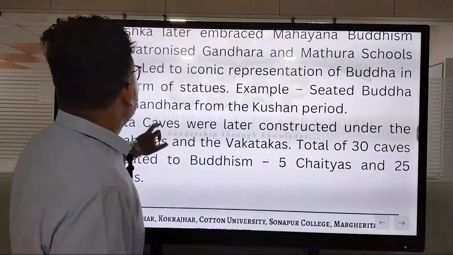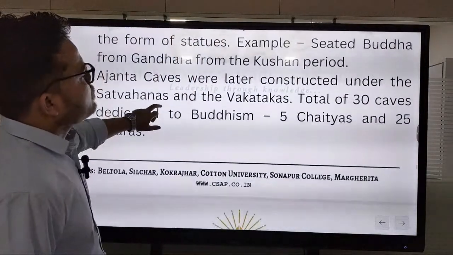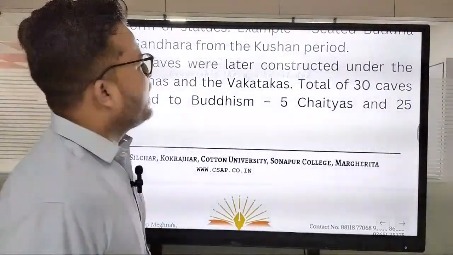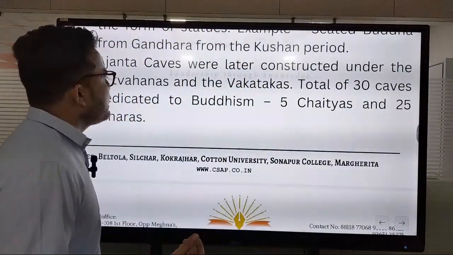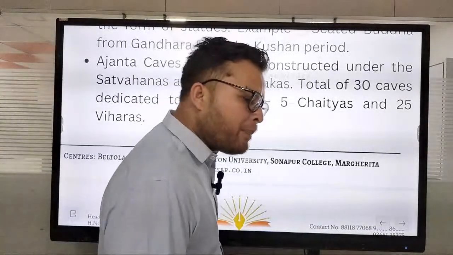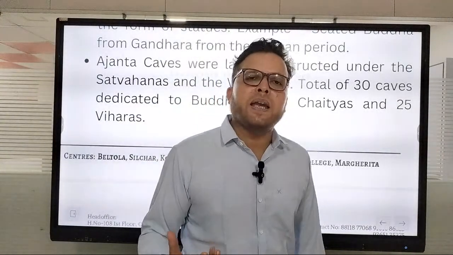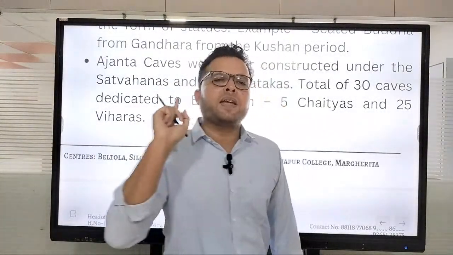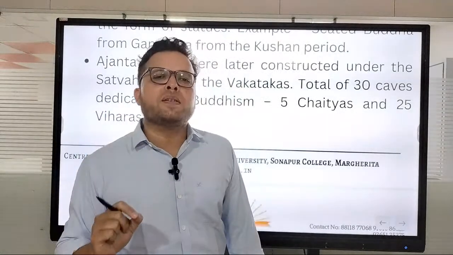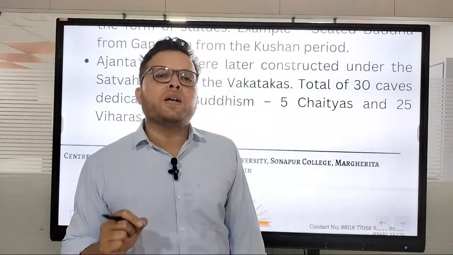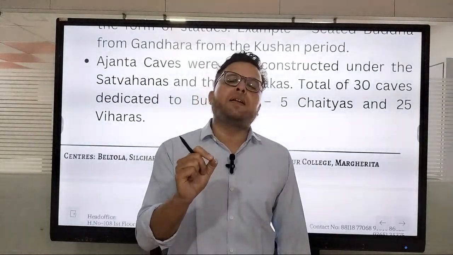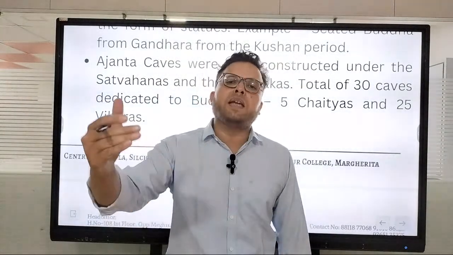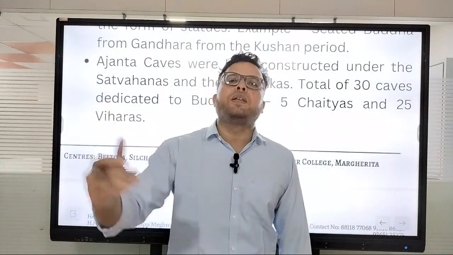Now, then later, obviously, we had the Ajanta caves. Okay, later the Ajanta caves were constructed under the Satavahanas and the Vakatakas. Why am I talking about Ajanta caves? Because Ajanta caves, unlike the Ellora caves, are only Buddhist caves. You will find a total of 30 caves in Ajanta. Among these 30 caves, 29 are in a completed form. One is incomplete, but all the caves have been dedicated to Buddhism.